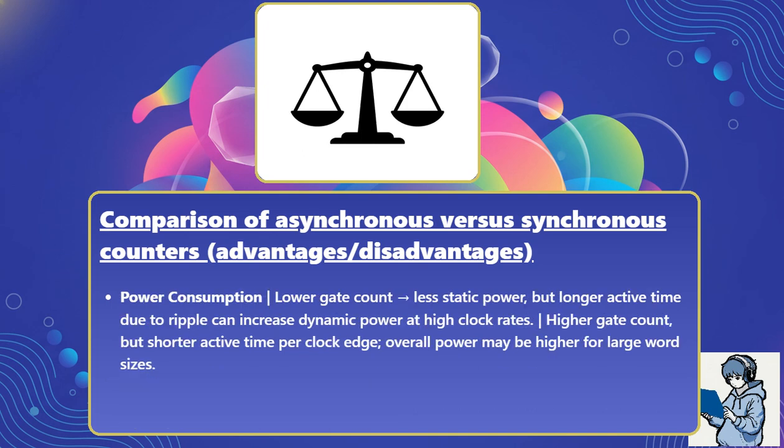A synchronous counter requires extra combinational logic to generate proper next-state signals for each flip-flop, often using AND or OR gates. Power consumption. An asynchronous counter has lower gate count, leading to less static power, but because the ripple takes longer, dynamic power can increase at high clock rates. A synchronous counter has a higher gate count but a shorter active time per clock edge, so overall power may be higher for large word sizes.